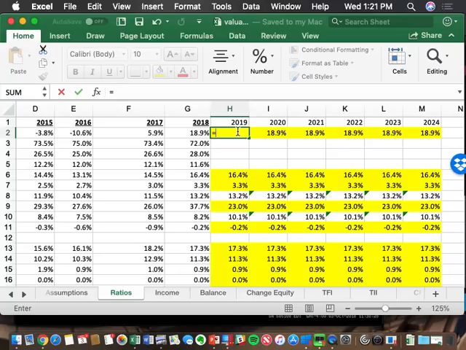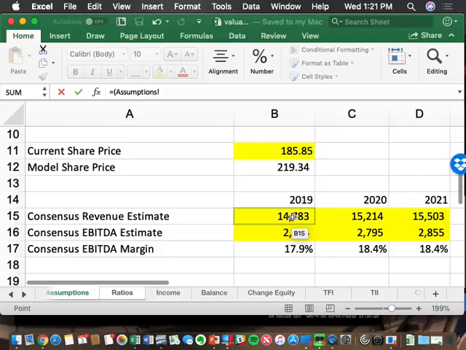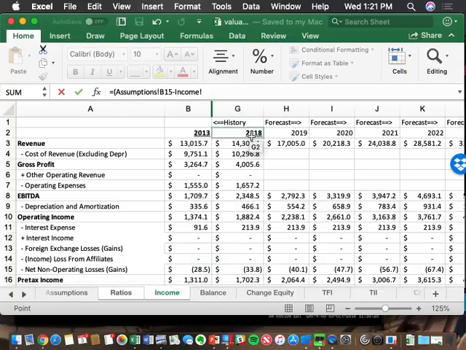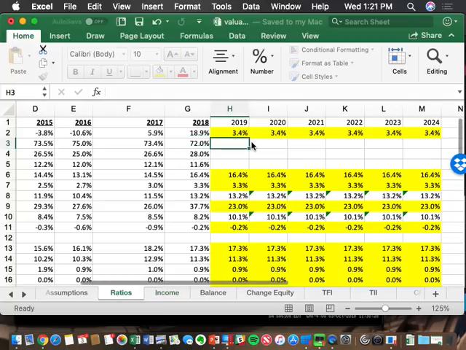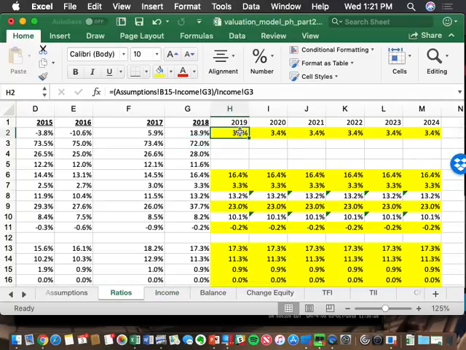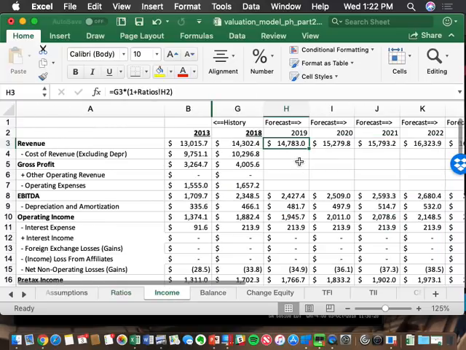So equals left paren current year 2019, cell B15 off the assumptions, minus previous year, income tab, actual revenue in 18, G3, right paren, divided by G3. That's my percentage change, 3.4%. In fact, if I put in the 3.4%, I get 14,783 in my model.